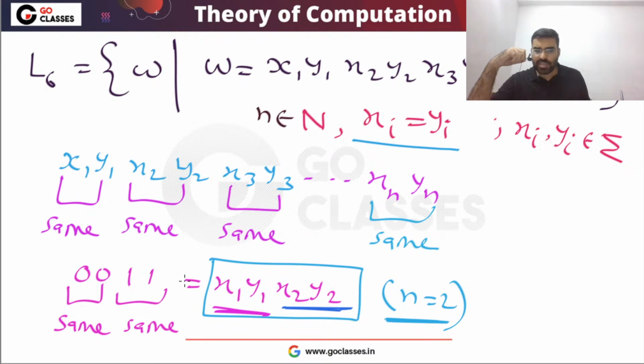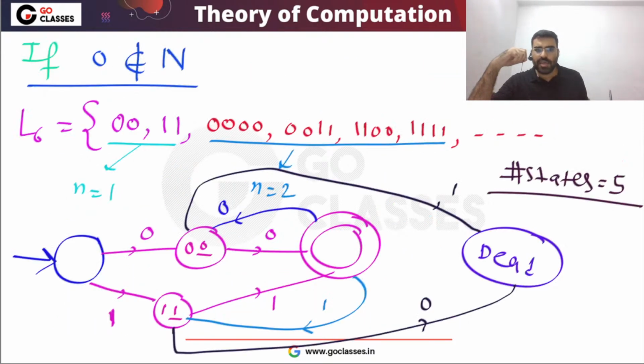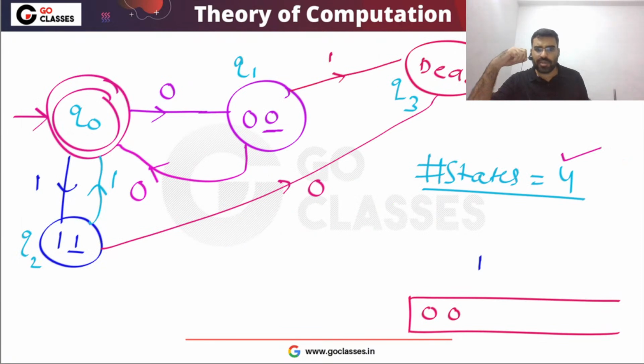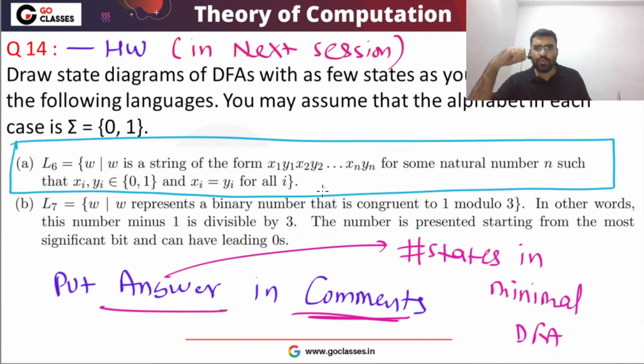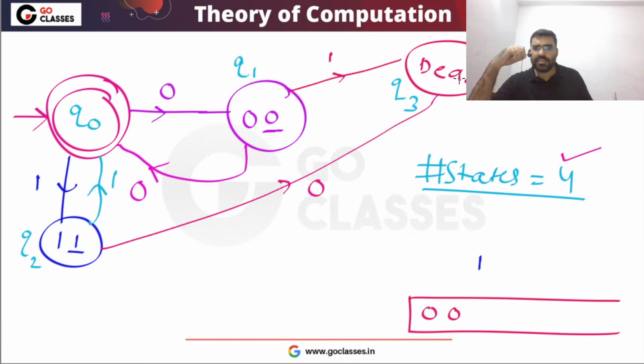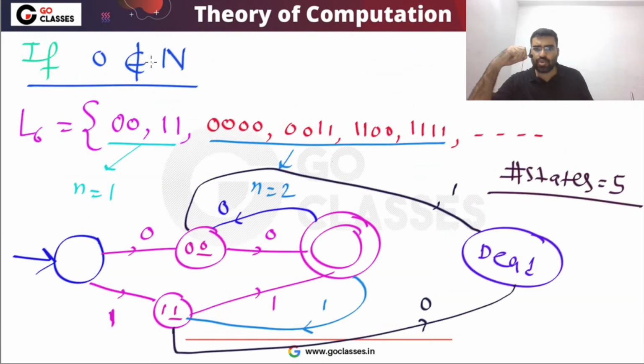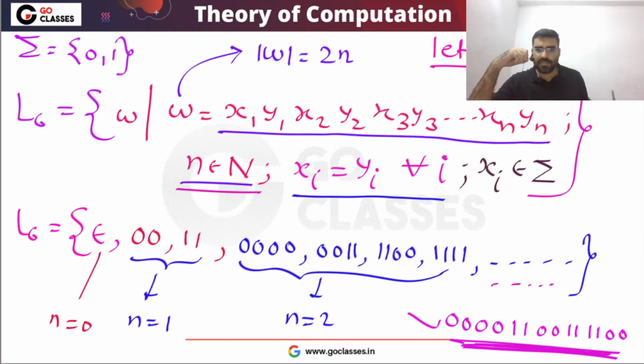Is it clear? Let me know. Is this question clear to everyone? If you assume 0 belongs to natural numbers, then the number of states in this DFA will be 4. And if you assume 0 is not a natural number, then the number of states will be 5. Okay, so this is your question.